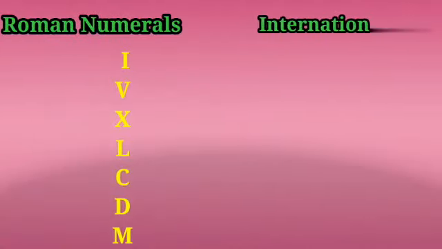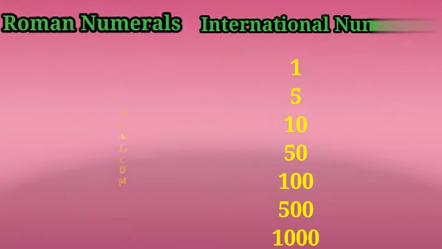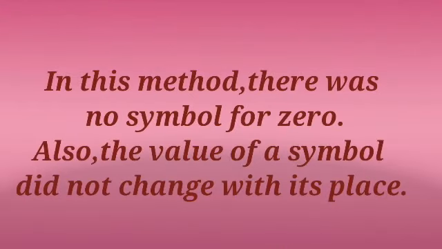Romans represented numbers using the numerals I, V, X, L, C, D and M. These numerals represent the following numbers. You should always remember this chart. In this method, there was no symbol for 0. Also, the value of a symbol did not change with its place.